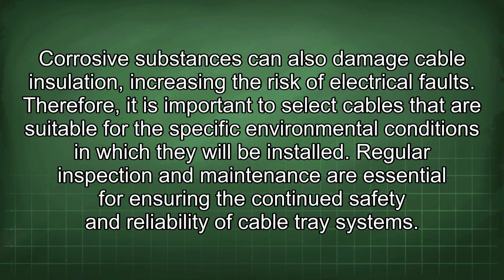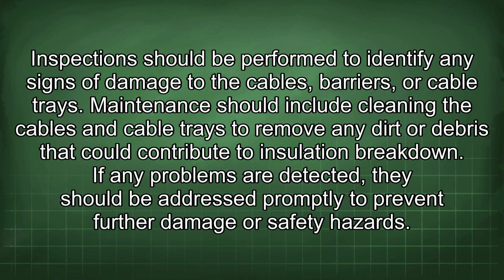Therefore, it is important to select cables that are suitable for the specific environmental conditions in which they will be installed. Regular inspection and maintenance are essential for ensuring the continued safety and reliability of cable tray systems. Inspection should be performed to identify any signs of damage to the cables, barriers, or cable trays. Maintenance should include cleaning the cables and cable trays to remove any dirt or debris that could contribute to insulation breakdown. If any problems are detected, they should be addressed promptly to prevent further damage or safety hazards.